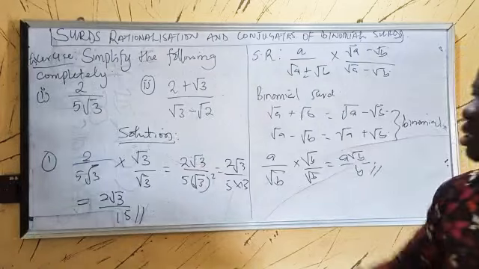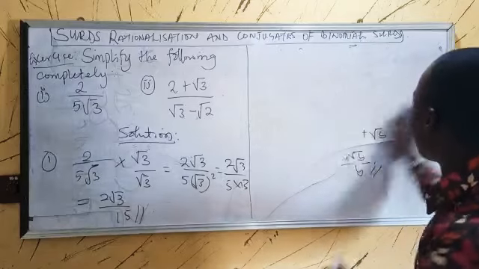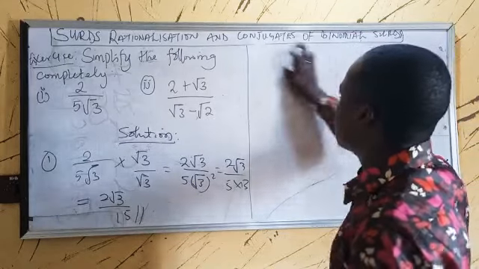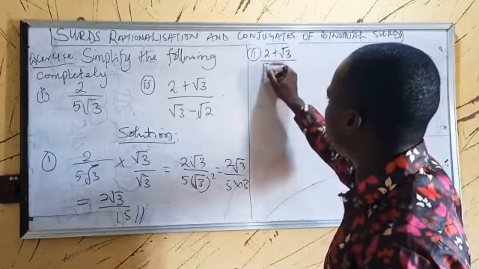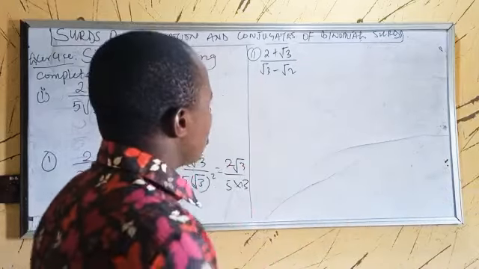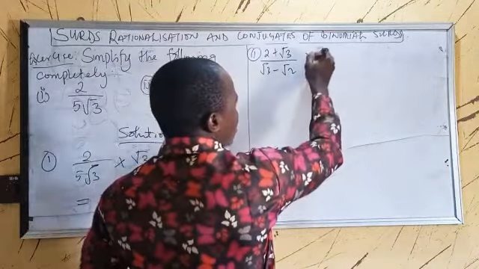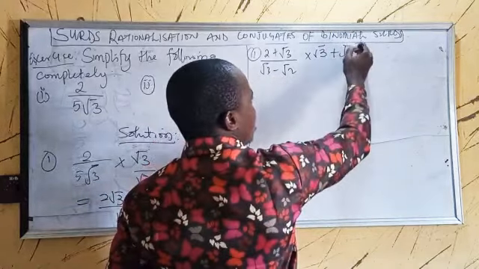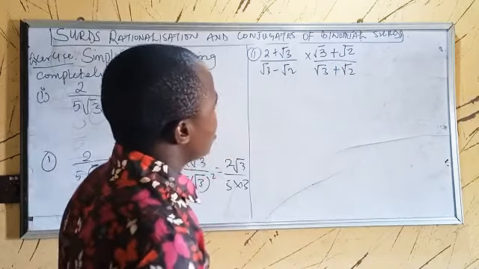So now we look at the second one here. You can see that at the denominator we have what we call a binomial surd, because of root 3 and root 2. So how are you going to do that? We have 2 plus root 3 over root 3 minus root 2. To solve this one, you multiply the numerator and denominator by the conjugate of this, because this is a binomial. So you take the conjugate, changing to positive from negative: over root 3 plus root 2.